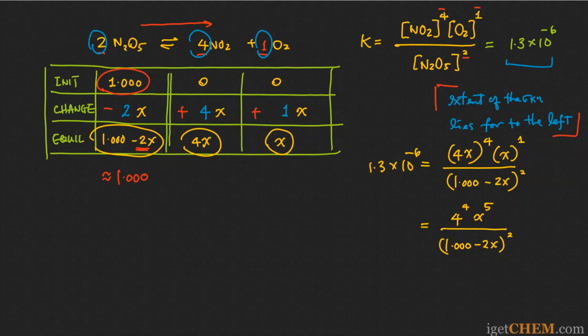Now, whereas we can make the approximation that x is very small compared to 1, we cannot make the approximation that 4x is small compared to 0, because 0 is nothing. Whichever x is, no matter how small it is, it's still a significant number compared to 0. So while we can use that approximation that x is small for the reactants, we cannot do that for the products.